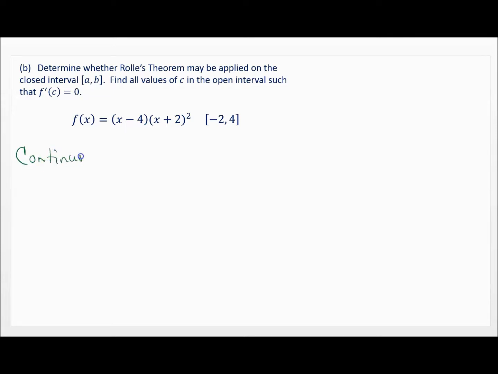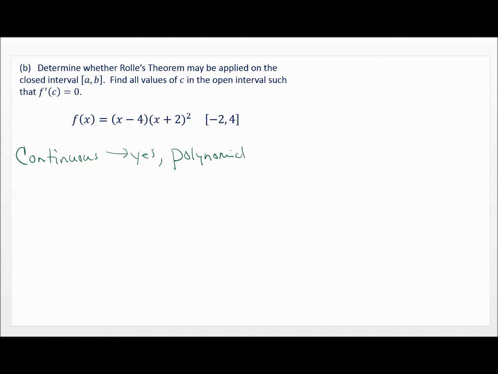So you've got to check all three of those. Is it continuous? And you would tell me yes. Why do I know this is a continuous function? Because it's a polynomial, isn't it? It's factored out, but it's still a polynomial. So all polynomials are continuous, not only just between negative 2 and 4, but over the whole real number line. All polynomials, every single one of them.